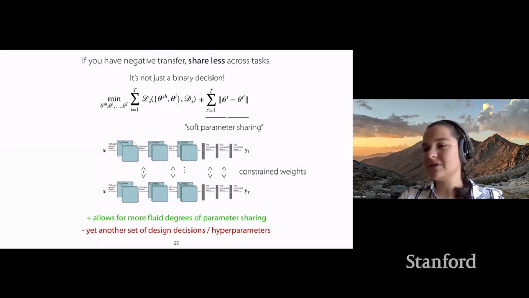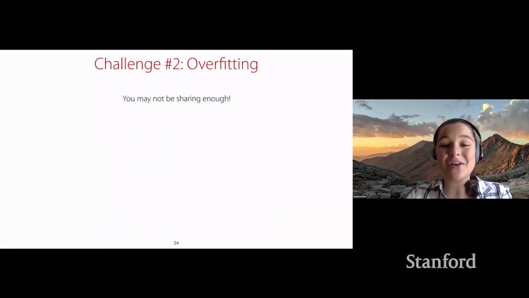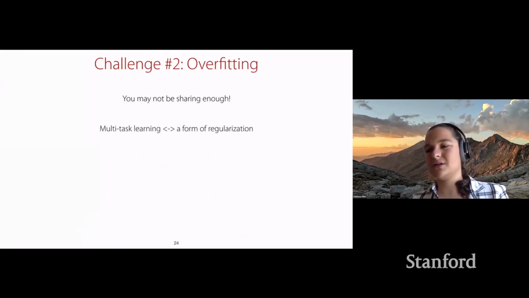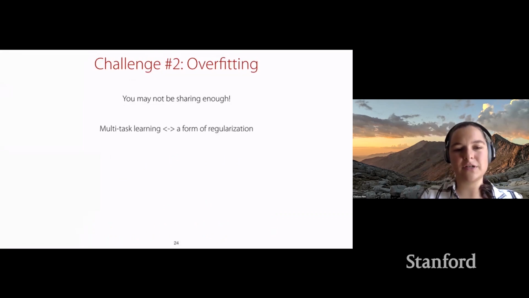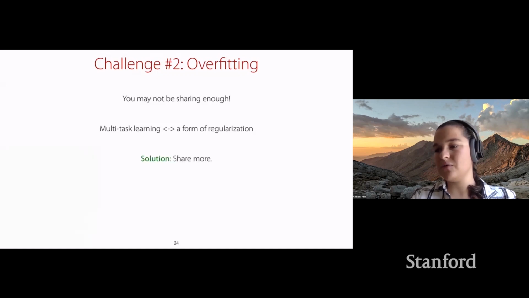And then the second challenge that you might see is overfitting. It may be that you're actually not sharing enough of the weights of your network. Multitask learning can essentially be viewed as a form of regularization, where other tasks are regularizing the learning of another task. And so if you find that it seems like it's overfitting a lot, then it could actually be beneficial to share more of the parameters or put more weight on parameter sharing.